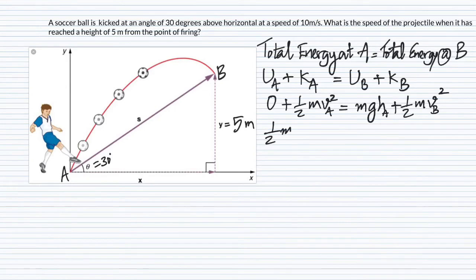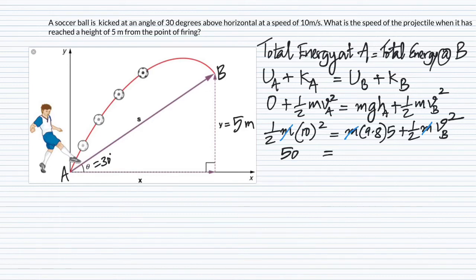Now, actually we could cancel out the mass at this point, because mass exists in all the terms, and then substitute and calculate. This is a much easier method of doing this than using motion in 2 dimensions, as you can see. So cancel the masses out, rearrange and calculate, and you get the answer.